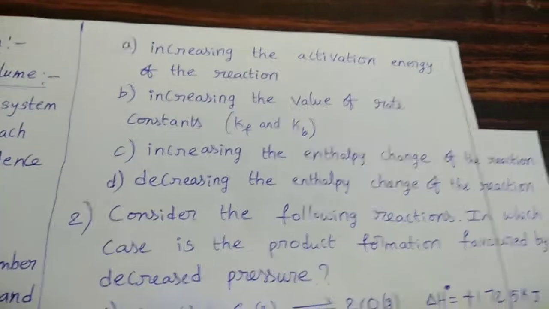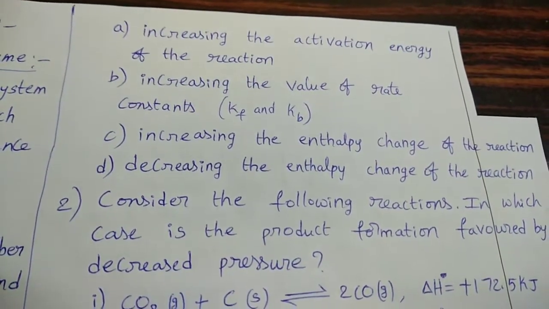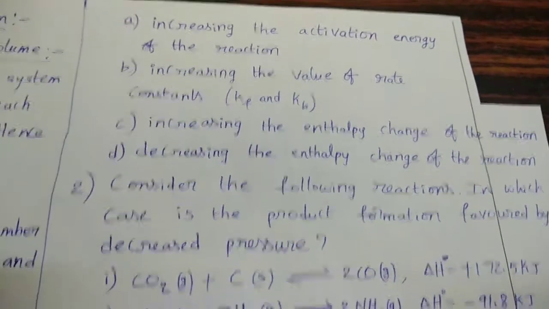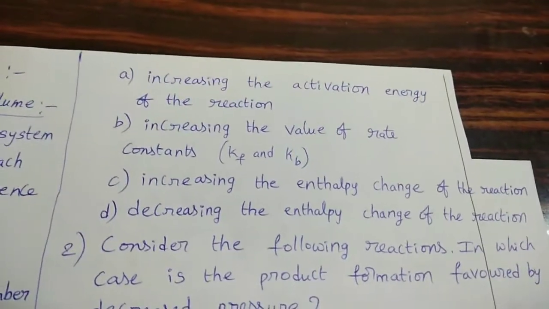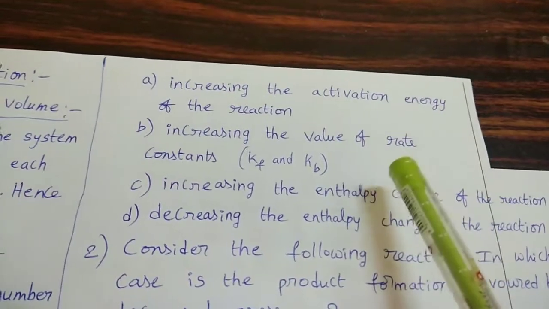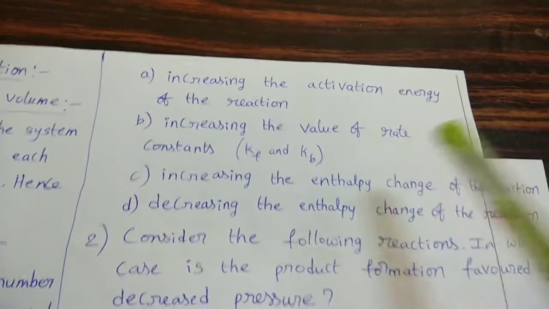For the forward reaction the rate constant increased, and for the backward reaction the rate constant increased to the same value. That's why the overall rate of the reaction is increased. That is, the speed of the reaction is increased in the presence of a catalyst.